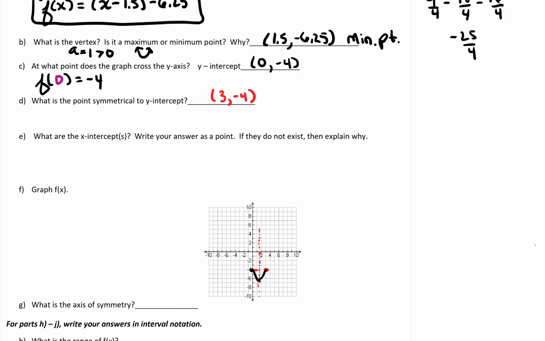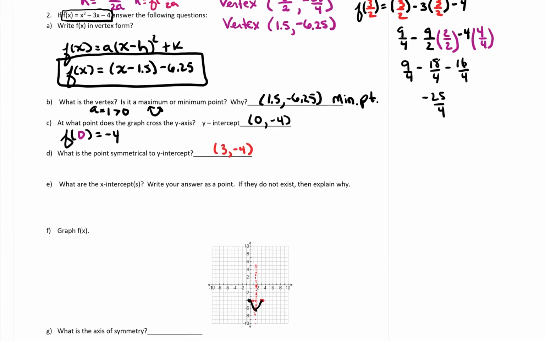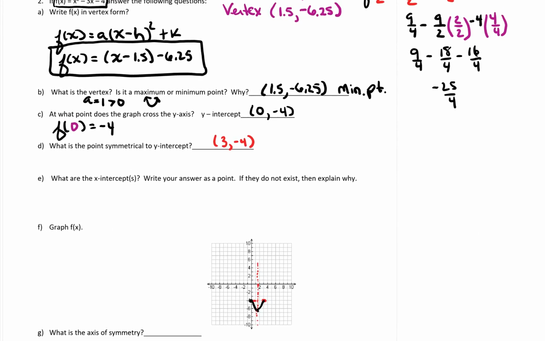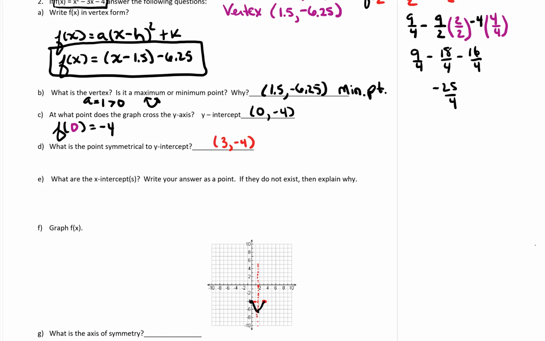Now let's find our x-intercepts. We can go back here, and we could factor it, or we can use the square root method. I notice that this is factorable, so f of x, our y value, is 0, equals, so factoring x squared minus 3x minus 4, we have (x minus 4) times (x plus 1). Set each factor equal to 0, we get x is 4, and we get x is equal to negative 1.